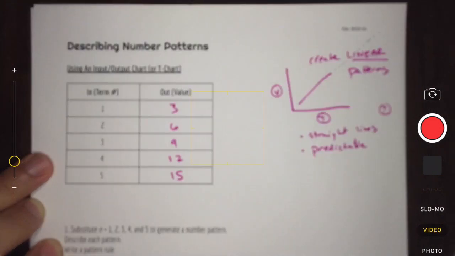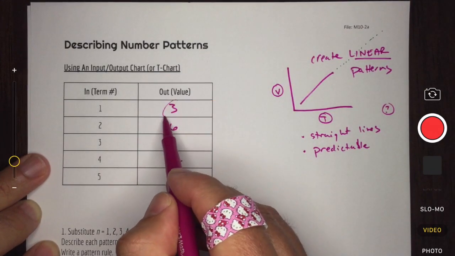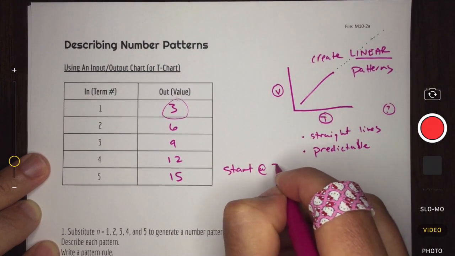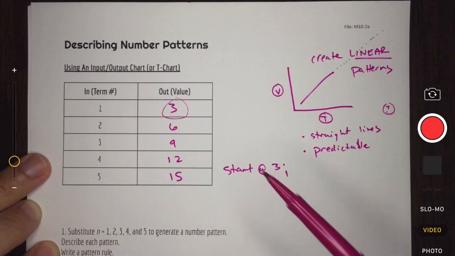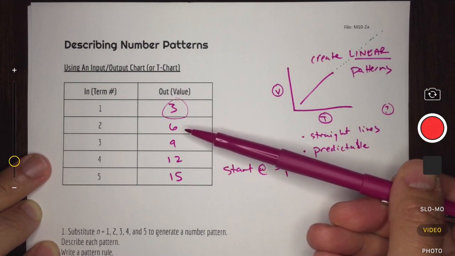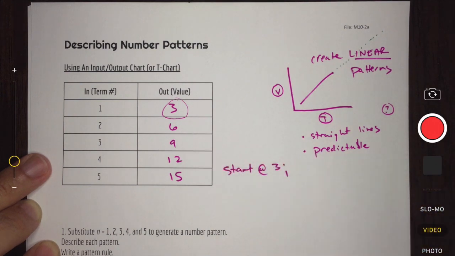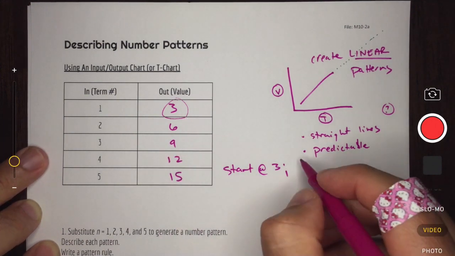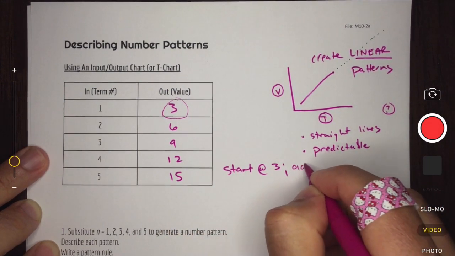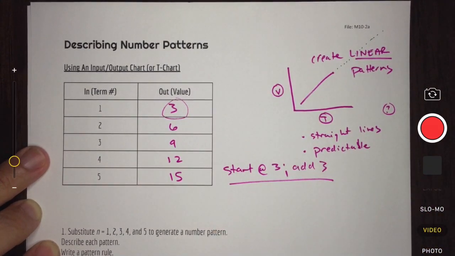So if we wanted to describe our pattern, we could say that our pattern starts at 3, as you've done before. We want to give a starting point, and then we want to look at how our pattern changes. From term 1 to term 2, term 2 to term 3, term 3 to term 4, and so on, how does our pattern change? In this case, because we have a nice even pattern and everything is increasing by the same amount, we can say that our pattern starts at 3, and every single time we add 3. That is how we could describe our pattern rule.